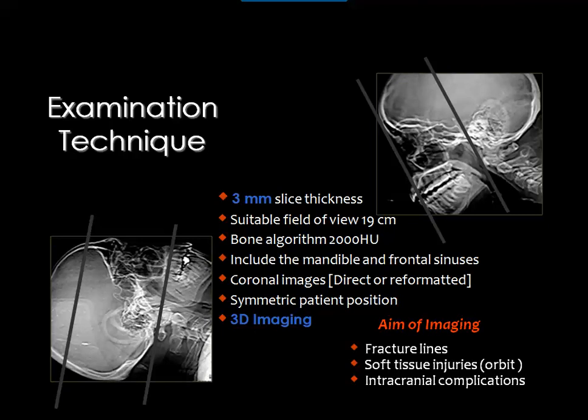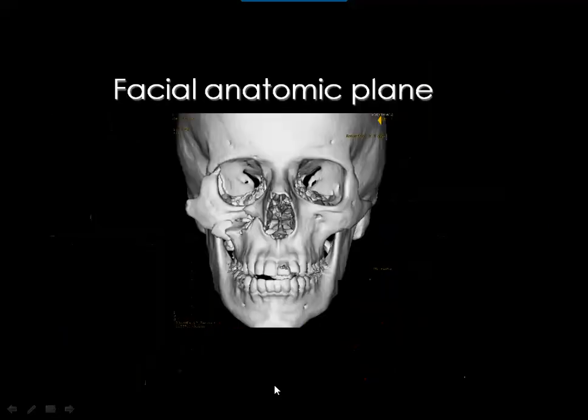You remember that I always mention that 3D imaging is almost of no value anywhere in the body except in the maxillofacial area. We aim from imaging to detect the fracture lines, to detect soft tissue injuries, especially the orbit, and to look at whether there is any intracranial abnormality.